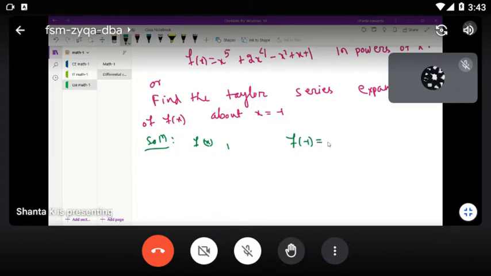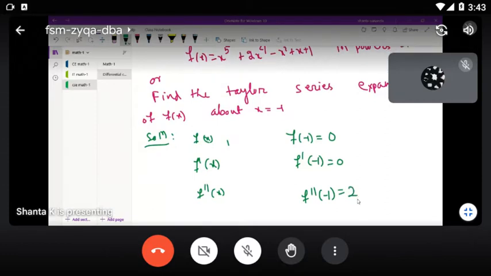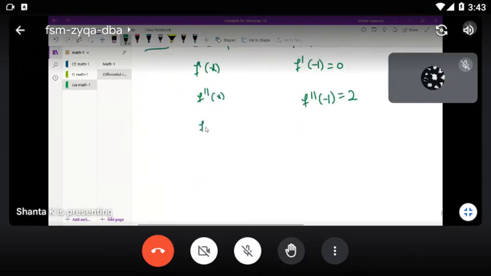Okay. So what is f of minus 1? 0. Then f dash x. You find it, I'm only writing the value. f dash is 0. Yes, ma'am. Then the second order derivative: minus 1, 2, 2. So it's a fifth degree polynomial, so we will find up to the fifth order.